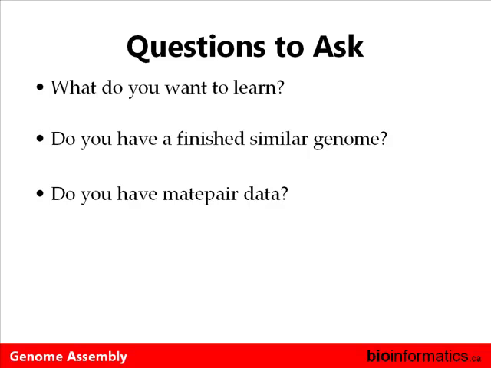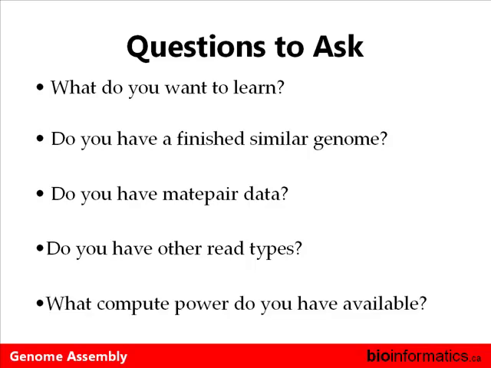Do you have mate pair or paired end data? And another important question, do you have other read types? So if you have both Sanger type data and high throughput sequencing, Illumina or SOLiD data, you should be able to use them in order to leverage things to work together.